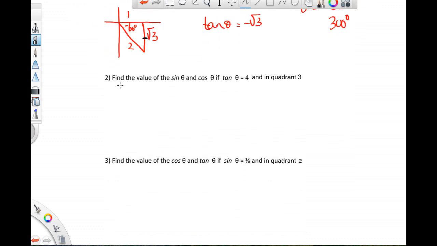Find the values of the sine and the cosine if the tangent is 4 and in quadrant 3. So the tangent of the angle is opposite over adjacent, right? And that would be 4 over 1. So the opposite side is 4, but it's a negative 4. And then adjacent is a negative 1. So it looks like this.